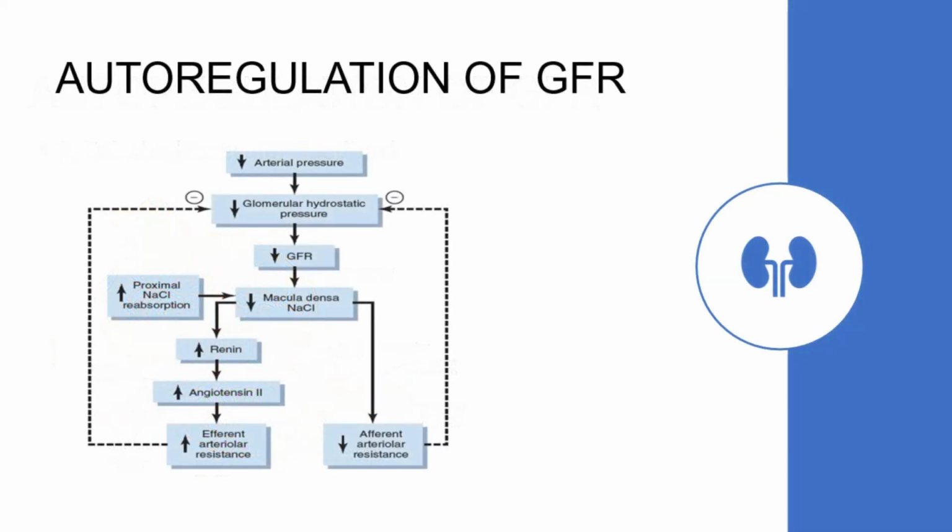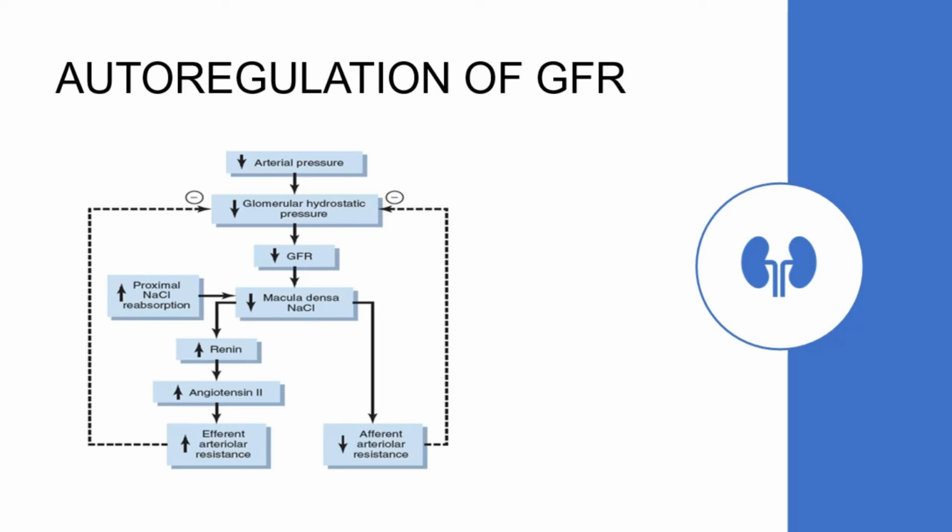Now let us understand this actual process. As you can see in the diagram, a decrease in the arterial pressure can cause a decrease in the glomerular hydrostatic pressure, which in turn decreases the GFR. Because of the decrease in GFR, there is a reduction in the delivery of sodium chloride to the macula densa cells. How does this occur?